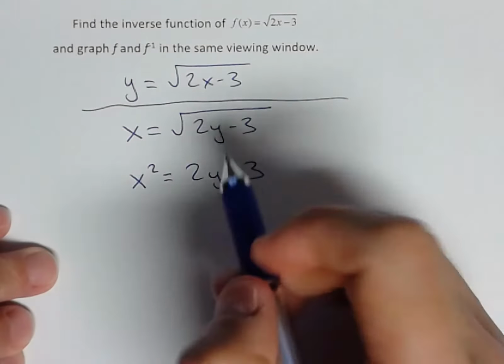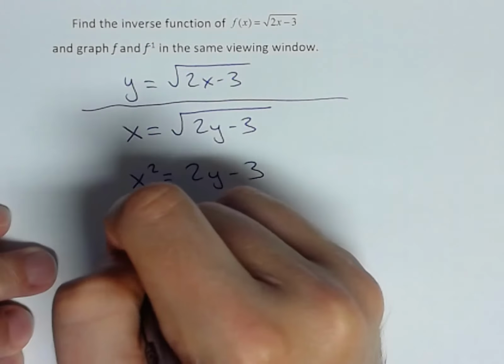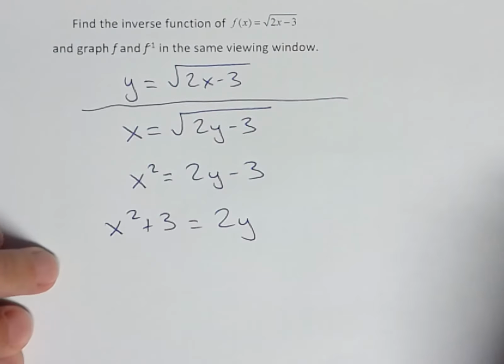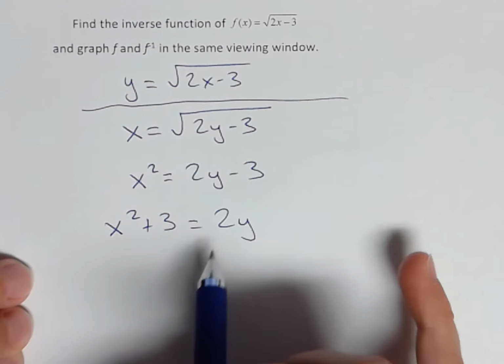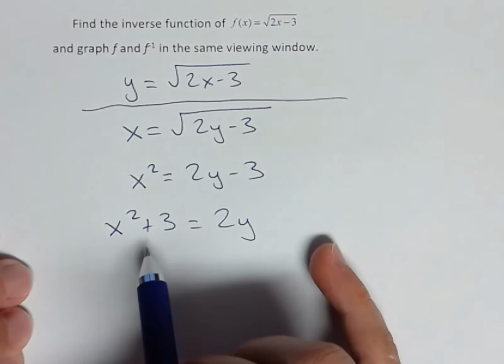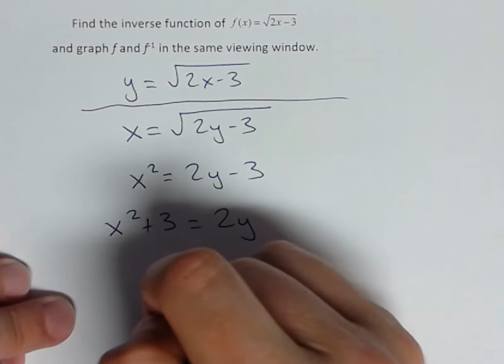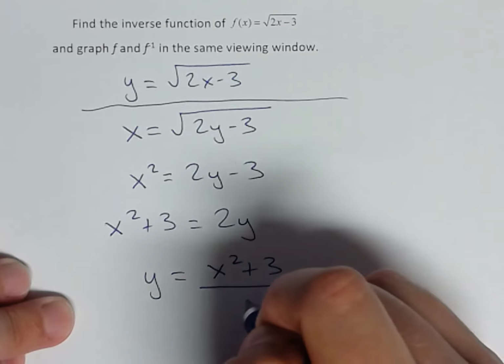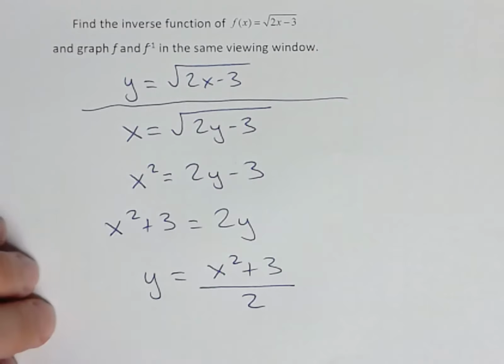Let's add 3 over to the other side. So x squared plus 3 equals 2y. Now to get y by itself, we're just going to divide that 2 by both sides. So y equals x squared plus 3 over 2.